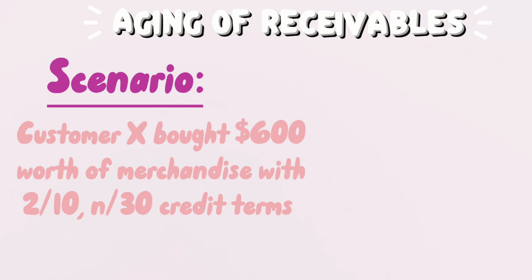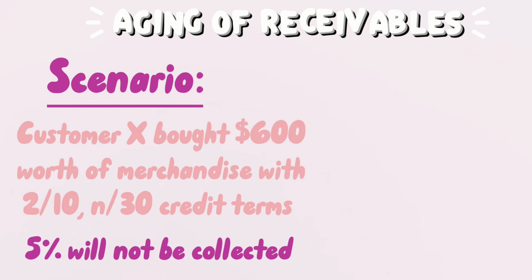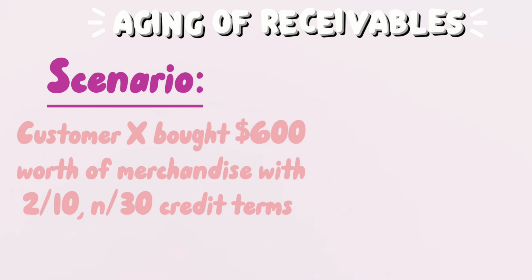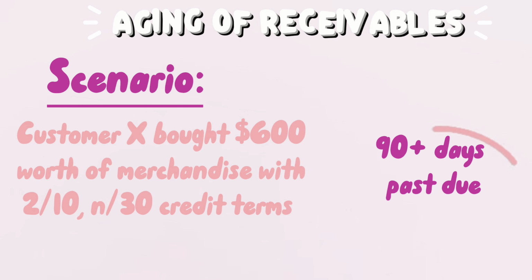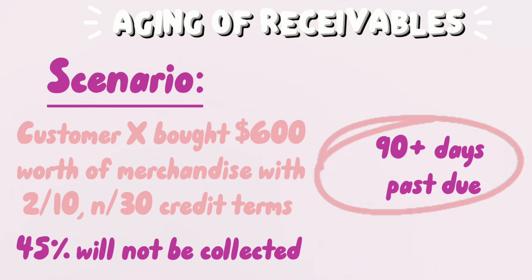The longer the customer is past due of paying their accounts receivable, the higher the expected uncollectible amount is going to be. For example, I might estimate that a customer won't pay back 5% of their amount if it is between 1 and 30 days past due. But if my customer is 90 days or more past due on repaying my business, I might estimate that 45% of that account will not be collected.